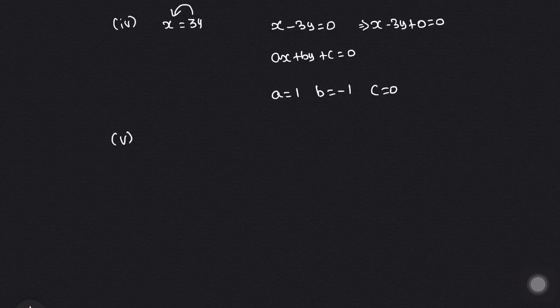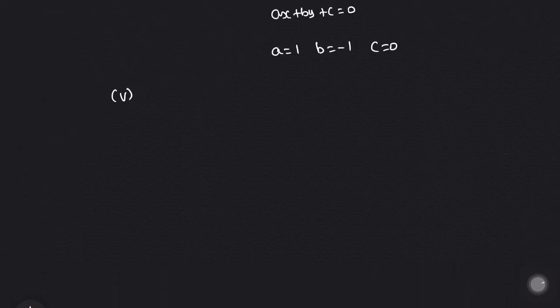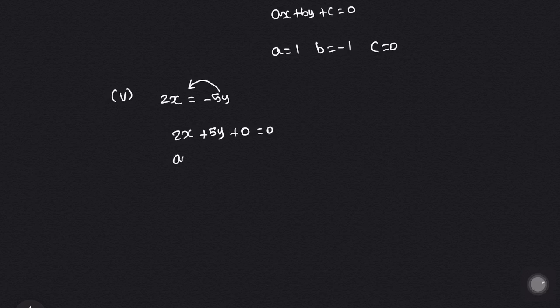Question number 5. The given equation is 2x = -5y. For the general format, this term moves to the left side: 2x + 5y. There is no constant term, so we make it 0 like this. Comparing with the general format ax + by + c = 0, a = 2 and b = 5. There is no constant, so c = 0.